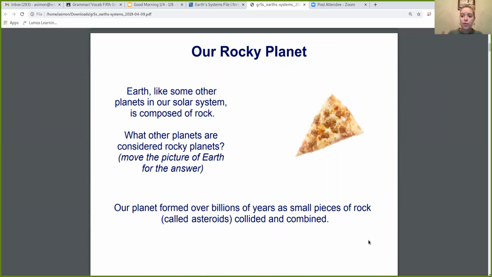The way Earth was formed was all these pieces of rock called asteroids in space just happened to hit each other, and they combined together, and more hit each other, and all of a sudden you got the Earth out of it. That's why Earth is composed completely of rock. So go ahead and add that to your notes, please. Earth, like some other planets in our solar system, is composed of rock. It's made entirely of rock.